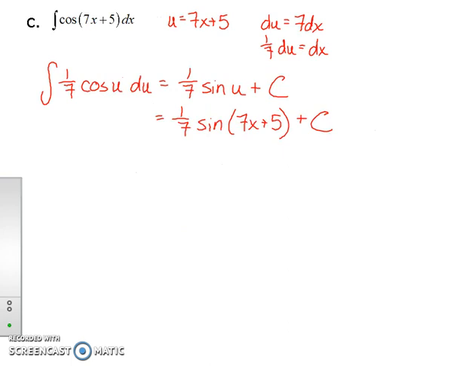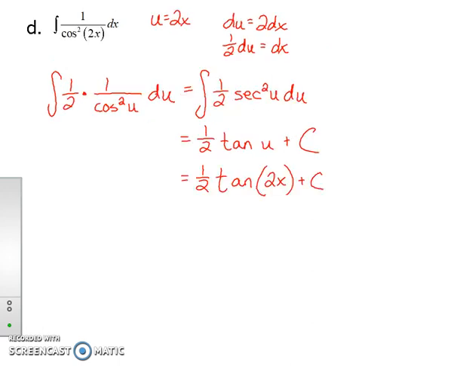All right, so I ended up with 1/7 sine of 7x plus 5 plus c for the answer for C. I used 7x plus 5 as my u. So then 1/7 du was equivalent to dx, which made my integral 1/7 cosine u du. And we've already done a cosine integral today. That just worked back to 1/7 sine of u plus c. And then I went back and put the 7x plus 5 in for the u.